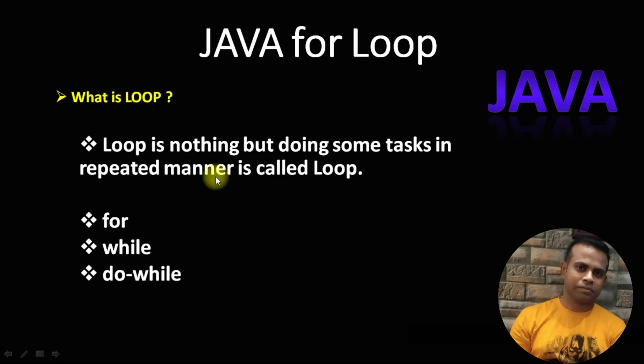So here the concept of loop is coming, and Java supports three types, which are called for loop, while loop or do while loop. Today we will learn this for loop. So first we have to understand what is the syntax of for loop.